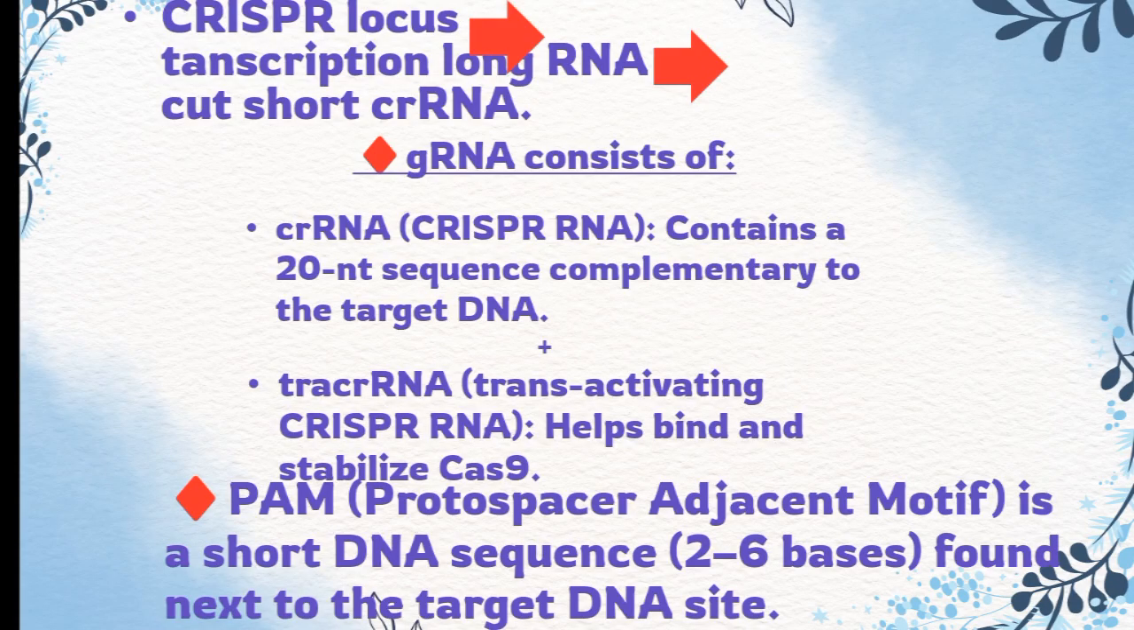Then what do you mean by PAM? Protospacer adjacent motif is a short DNA sequence which has 2 to 6 bases found next to the target DNA site.